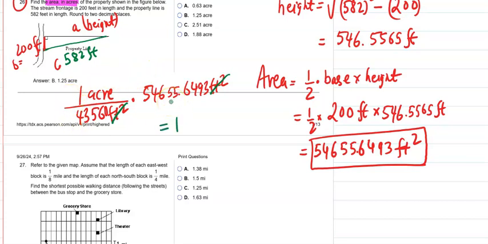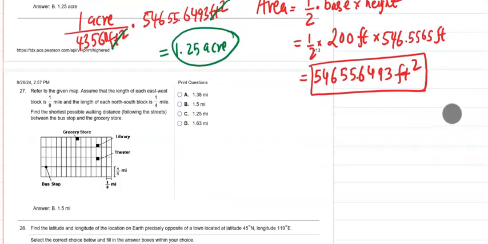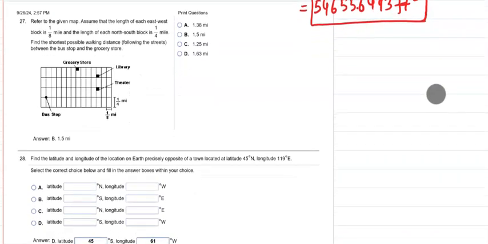So the answer must be 1.25 acres. Notice that you have to round it to 2 decimal places, as the instructions say here: round to 2 decimal places. That's the answer, which is going to be B. Okay, all right. Question 27.